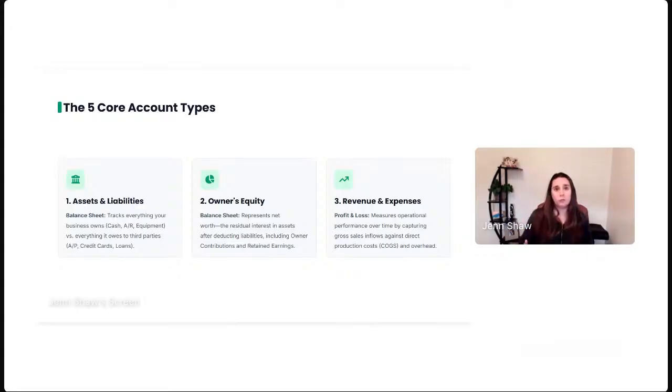And then a lot of your items, and where most people see everything, is going to be on the revenue and expenses, or profit and loss. This is going to be on a different statement, and it's going to show your sales, your cost of goods sold, your indirect and direct expenses, payroll, all of the normal expenses that you tend to hear about in general.